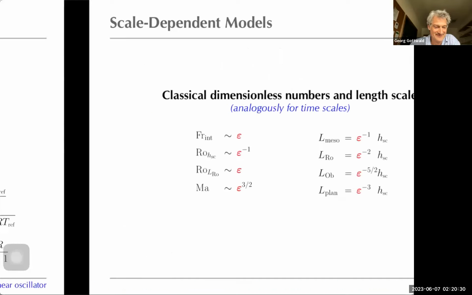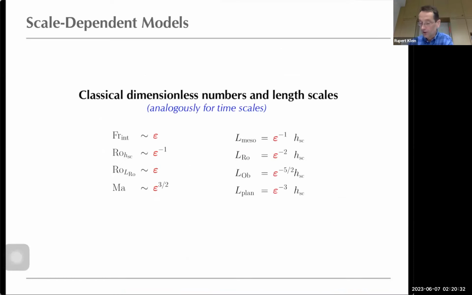Okay, let me move on. So once I have the small epsilon, I can go back and say, how do all the classical non-dimensional parameters of theoretical meteorology, like Froude numbers, Rossby numbers, the Mach number, et cetera, relate to my small epsilon? And I get unique powers that are making up that relation. So I can basically translate what I do into the papers in meteorology and back.